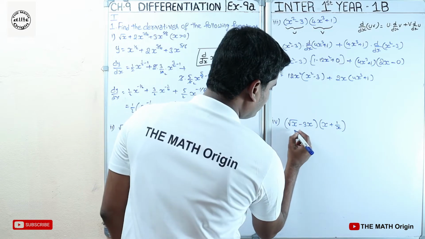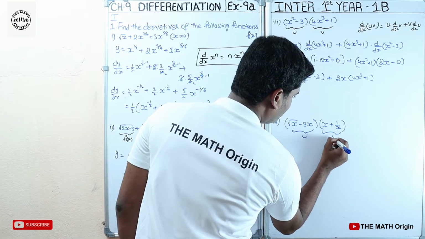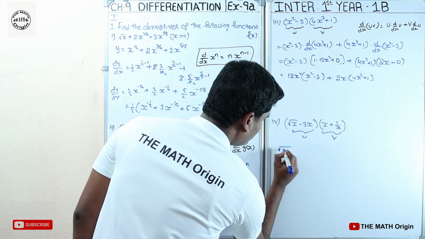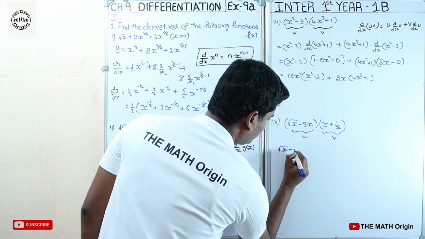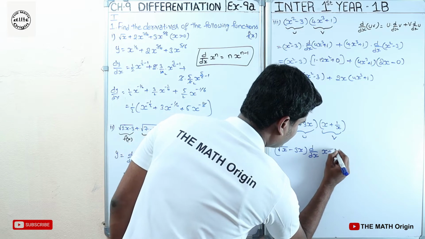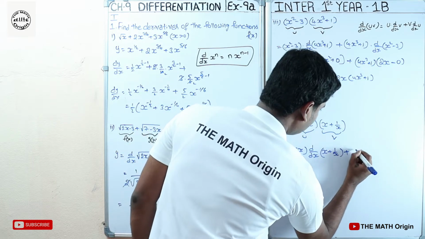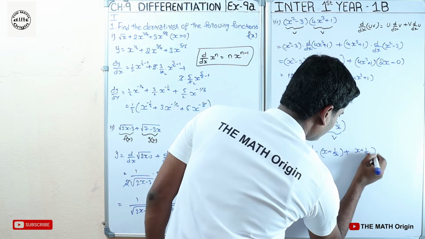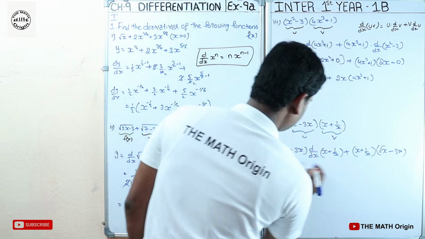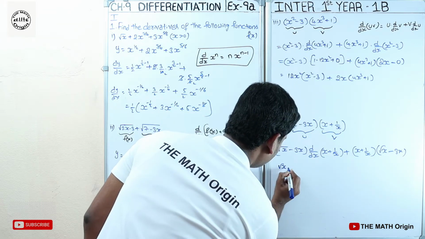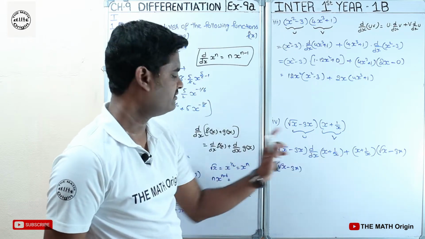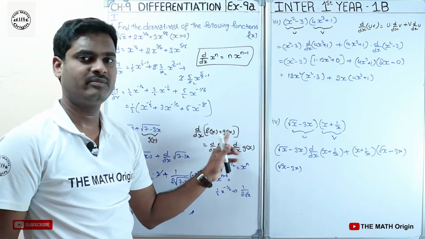The fourth bit is also in the format of u and v. For uv we have the formula u into d by dx of v plus v into d by dx of u. So u is root x minus 3x into d by dx of x plus 1 by x, plus v, which is x plus 1 by x, into the derivative of root x minus 3x. Now if you see d by dx of x plus 1 by x, it is similar to d by dx of f of x plus g of x.